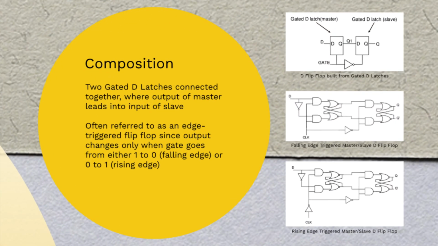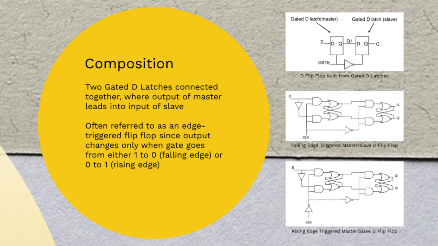To accomplish this, we use two gated D latches together, one referred to as the master and the other as the slave, where the output of the master is fed into the input of the slave, and the gate is inverted on the slave, so that only one gated D latch can load at a time. This is often referred to as an edge-triggered flip-flop, since the output changes only when the gate goes from 1 to 0, in the case of the falling edge flip-flop, or when the gate goes from 0 to 1, in the case of the rising edge flip-flop.